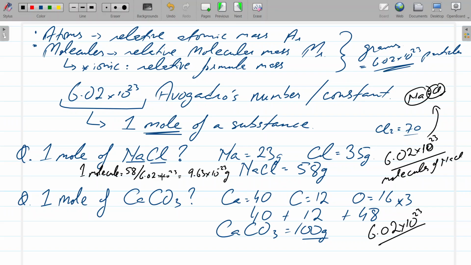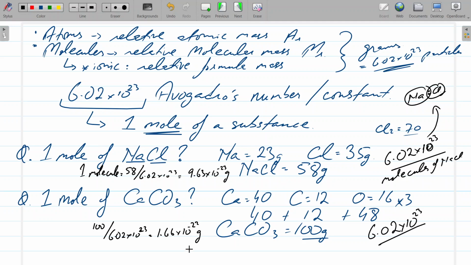When you're doing that, you have many more particles. So what is the mass of one molecule of calcium carbonate? That's 100 divided by 6.02 into 10 to the power 23. And so this is going to come up to 1.66 into 10 to the power minus 22 grams. So it's much heavier. You can see that it actually went up from minus 23 to minus 22.